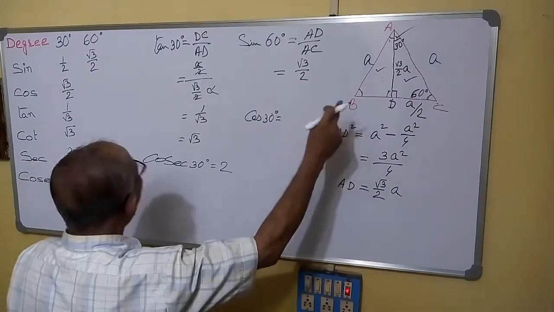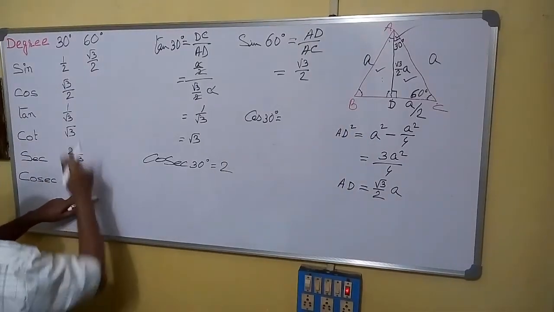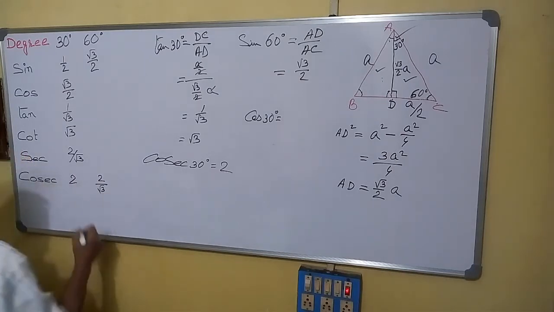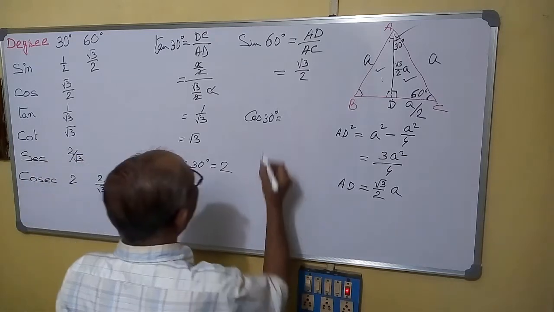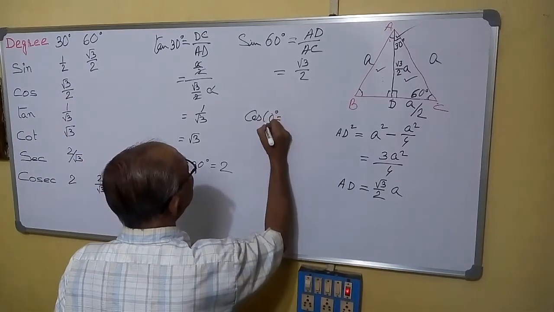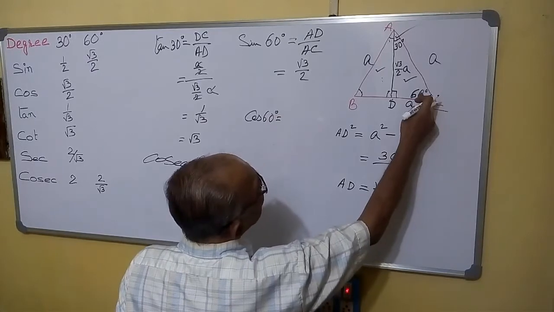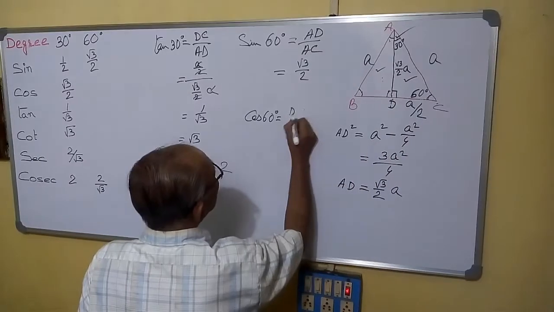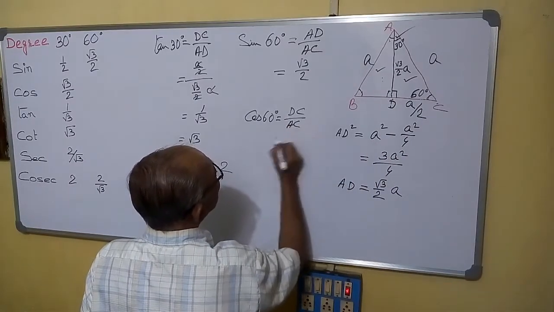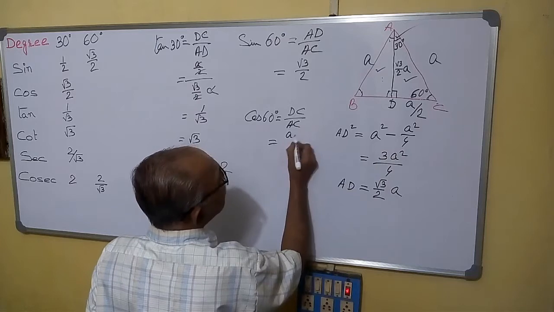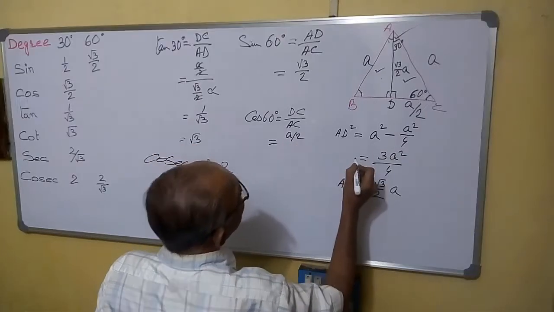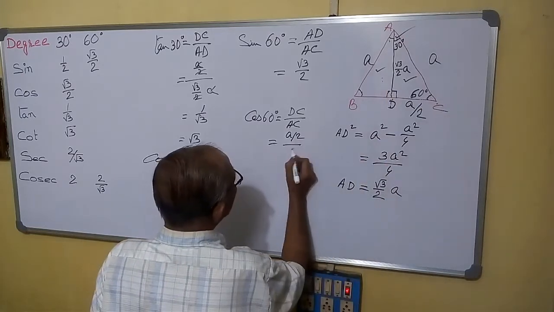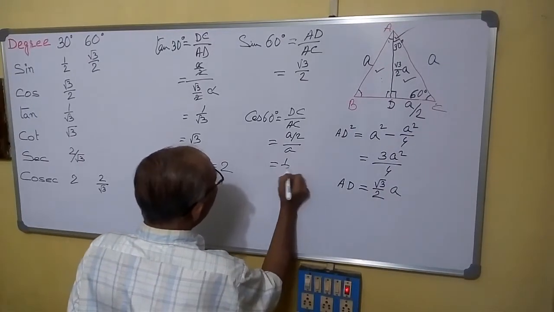Automatically you have seen cosec 60 will be 2 by root 3. I am doing simultaneously. Now cos 60, what will be cos 60? Cos of this angle, base by hypotenuse, DC by AC, DC by AC equals A by 2 by A, so equals half.